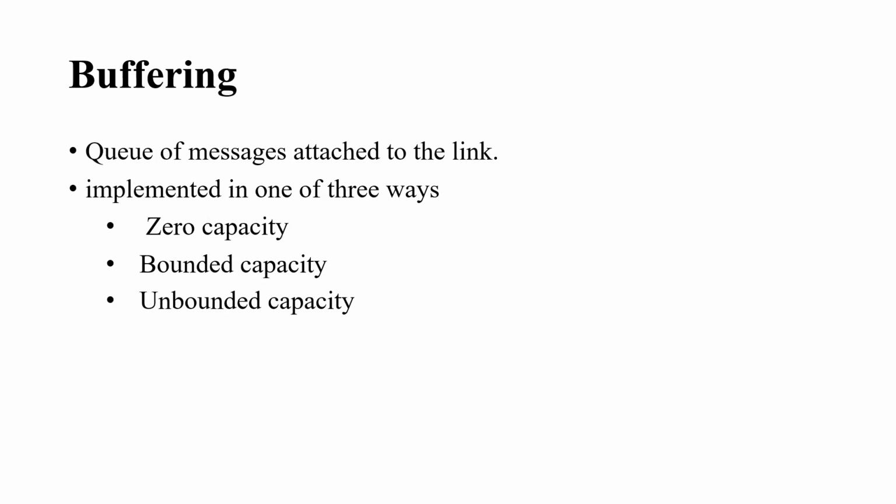Buffering. A queue of messages is attached to the link. It can be implemented in three ways. First one, zero capacity: no messages are queued on a link. Sender must wait for receiver. Second, bounded capacity: finite length of n messages. Sender must wait if link is full. Third one, unbounded capacity: infinite length and sender never waits.